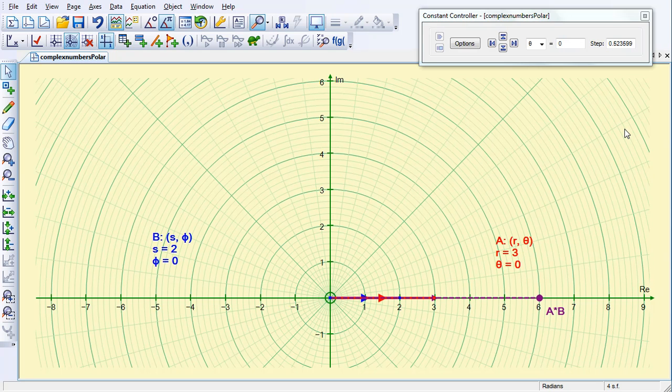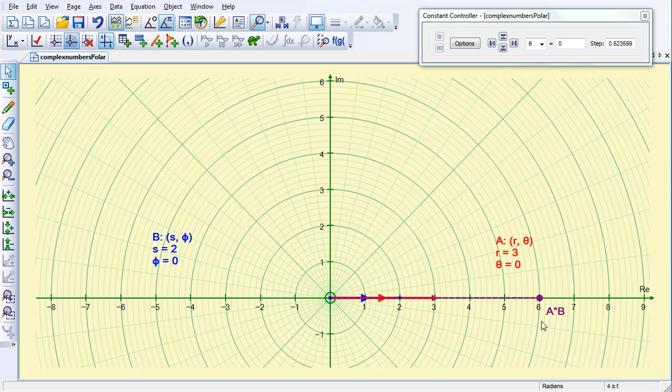This is an activity that I set up to look at what happens when we multiply two complex numbers. So I put in 2 points, A with a modulus r and an argument theta, and B with a modulus s and an argument phi. And I've also put in the product AB.